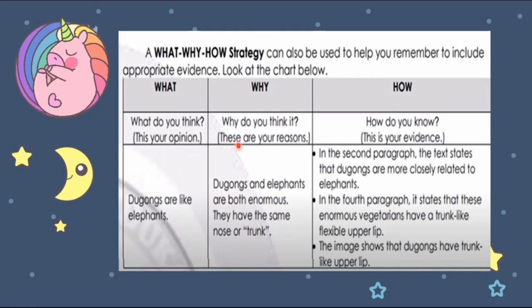How? How do you know? Now this is your evidence. In the second paragraph, the text states that dugongs are more closely related to elephants. In the fourth paragraph, it states that these enormous vegetarians have a trunk-like flexible upper lip. Next, the image shows that dugongs have a trunk-like upper lip.